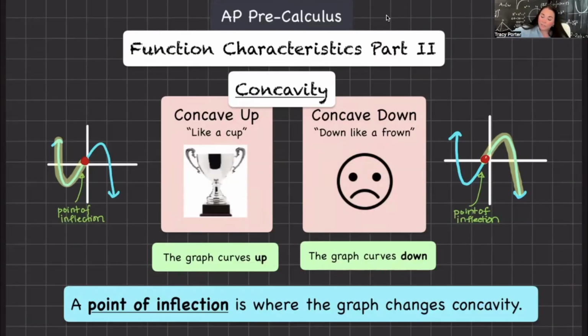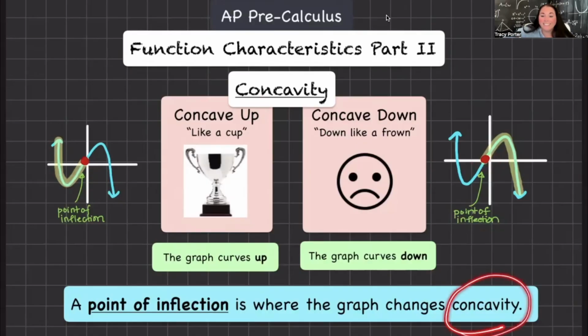This is an example on an actual function over here. This part here, from here, would be considered concave down. The same graph is drawn over here, and you can see from here to here, it's going to be concave up. And then somewhere it's going to change, right? It's going to change from concave up, in this case, to concave down. We call that changing concavity.